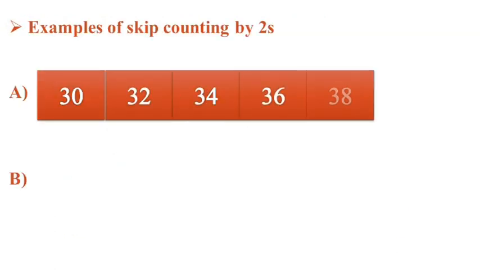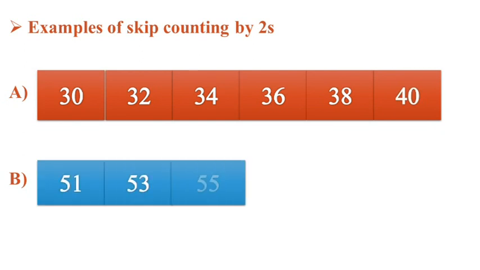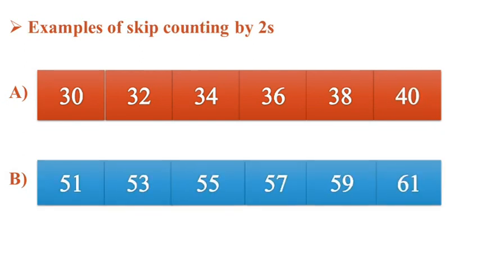Here are some examples. You add 2 to get the next number, right? So if I take 30, I have to add 2 to the 30. So what number will we get? 30 plus 2 will get 32. And 32 plus 2 gets 34. And 34 plus 2 will get 36. And 36 plus 2 will get 38.